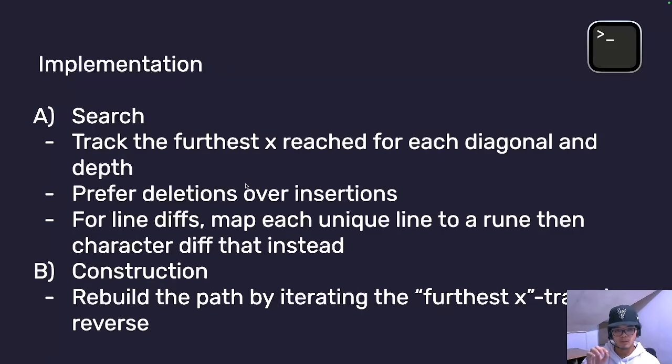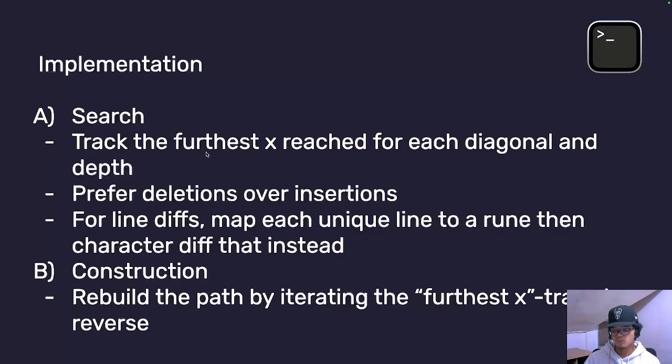Implementing Myers Diff can be broken down into 2 phases: search and construction. First, you search for any path that leads to the final transformation. And then you construct the shortest path based on all the paths that you tried prior to reaching that final transformation. Under search, you track the furthest x reached for each diagonal and depth. You also prioritize deletions over insertions. This is to improve semantic aligning. What this does is now you're grouping deletions together and insertions together as much as possible.